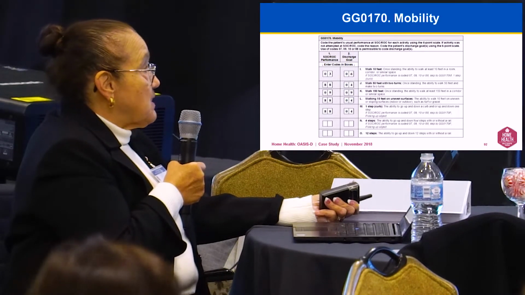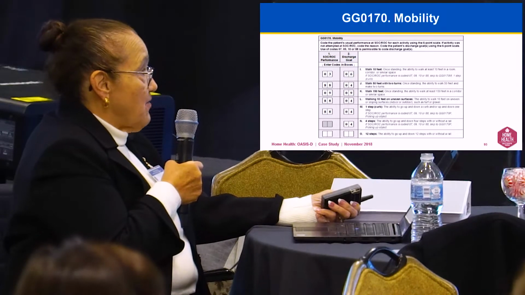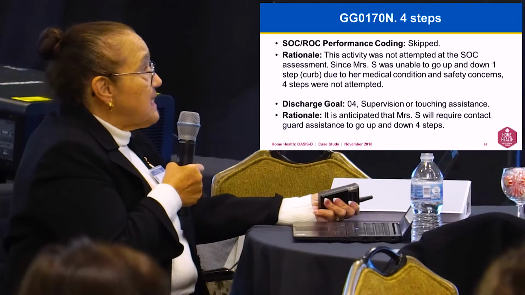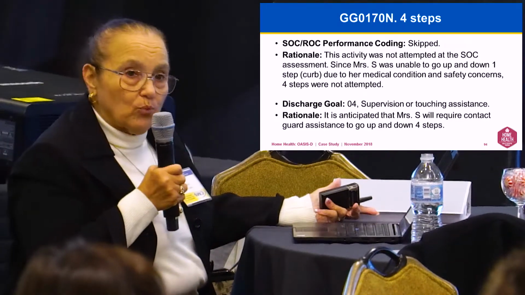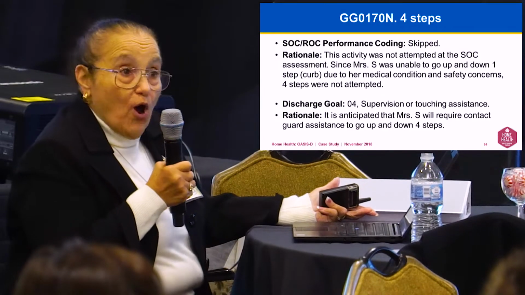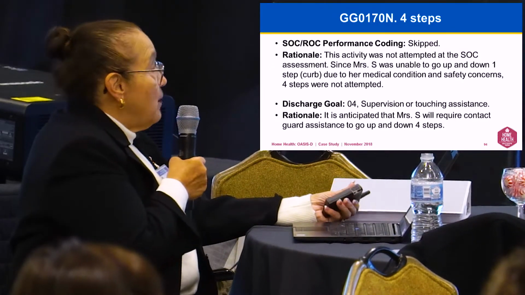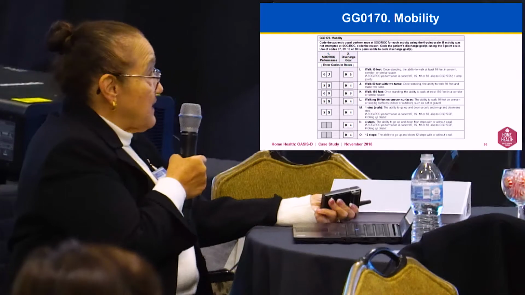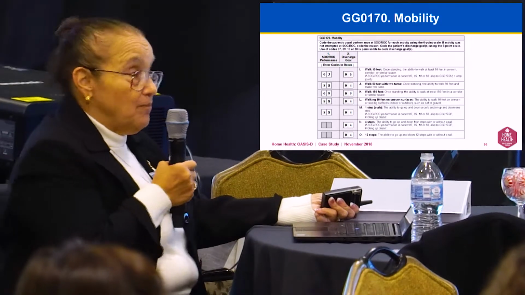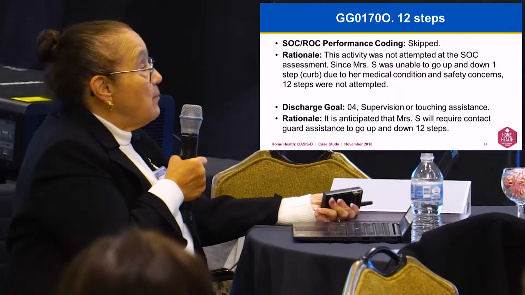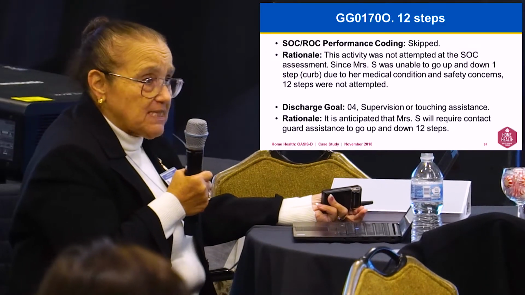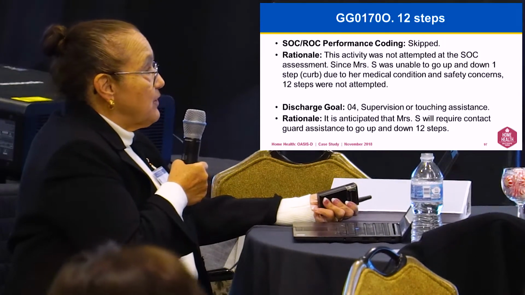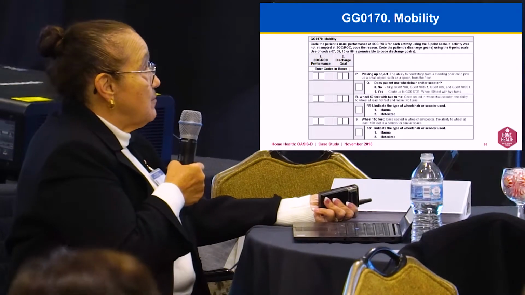In N, 4 steps, this is left blank on start of care and 04 for the discharge. This is skipped, not attempted, because she was unable to go up or down one step. We simply don't go there for the 4-step one. But we do think she can do this with contact guard on discharge. O, the 12 steps, is treated the same as N, not attempted for safety reasons, and she couldn't do the first one at 1 step or the 4 steps, so therefore we assume for her discharge she will again return to contact guard assist for the 12 steps.